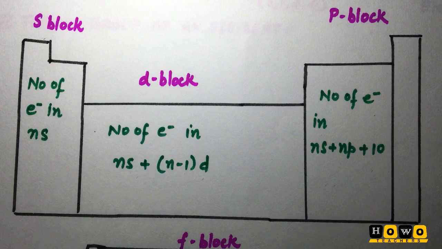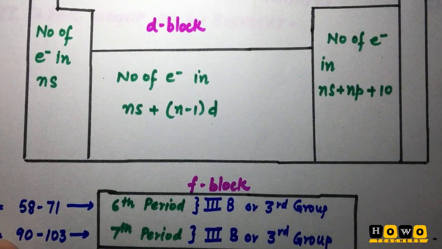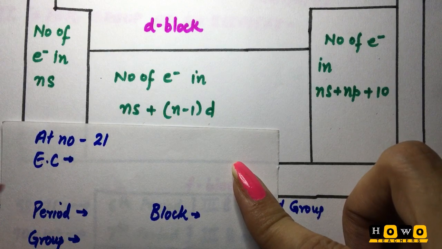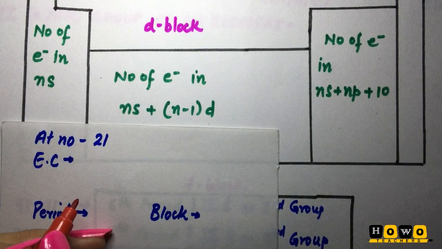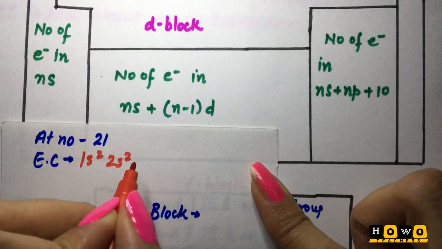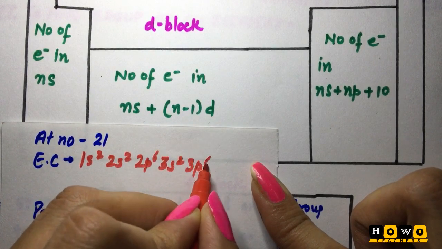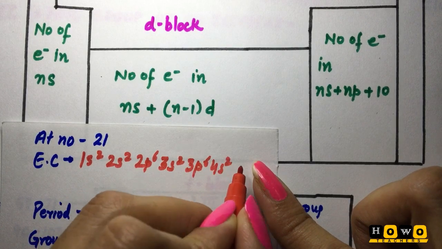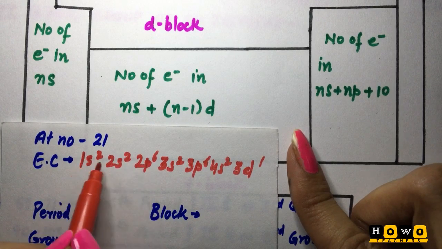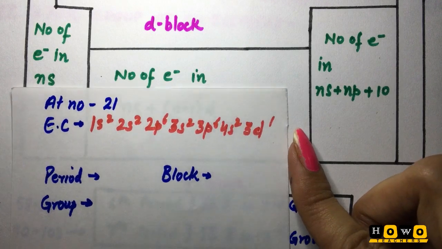Now let us take one more example. This time I am taking the example for another block. Let us say that the atomic number is 21. So the electronic configuration will be, let us write it down, 1s2, 2s2, 2p6, 3s2, 3p6, 4s2 and 3d1. So let us count it for checking: 10, 12, 18, 20 and 21. So this is the electronic configuration.